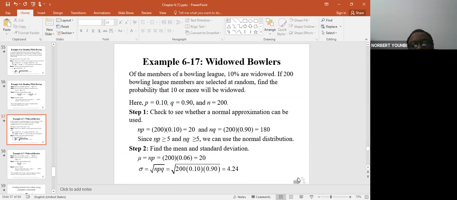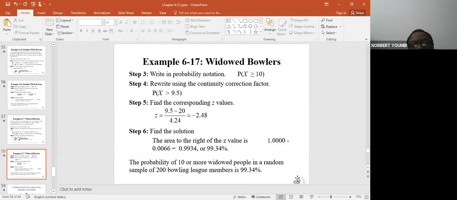Let's look at another question. Of the members of a bowling league, 10% are widows. If 200 bowling league members are selected at random, find the probability that 10 or more will be widowed. So we'll first check if we can use a normal distribution here. We do n times p, p is 0.1, n is 200, we get 20, n times q, 180. Both numbers are bigger than 5, so we can use a normal distribution for this binomial problem. The mean is np equals 20. The standard deviation is the square root of npq, which is 4.24.